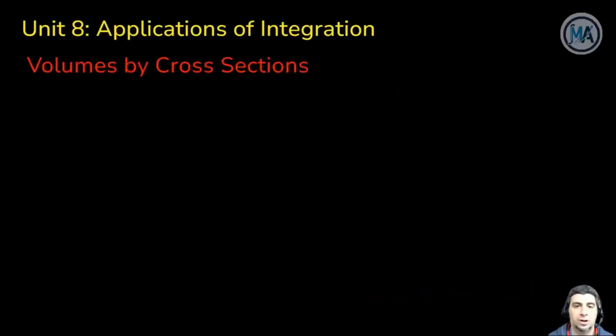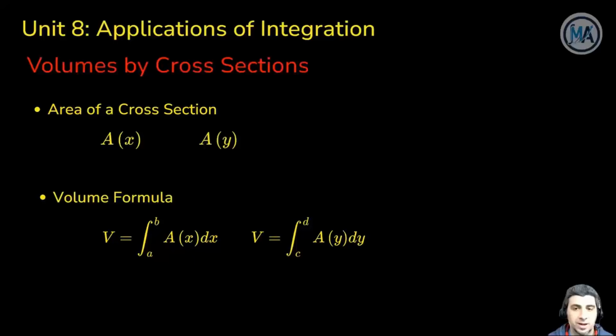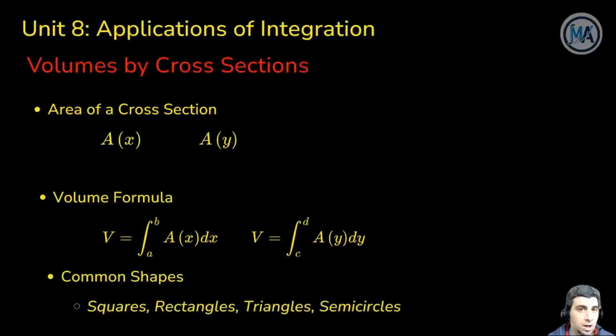Next, we have volume by cross sections. The first thing you need to be able to do is to understand how to get the area formula for a slice of the region. Depending on how the region is set up, you're going to get the area function in terms of x or in terms of y. And then to get the volume of the solid, you're going to integrate the area function with respect to x or with respect to y. Common shapes that will come up a lot are squares, rectangles, triangles, and semicircles.